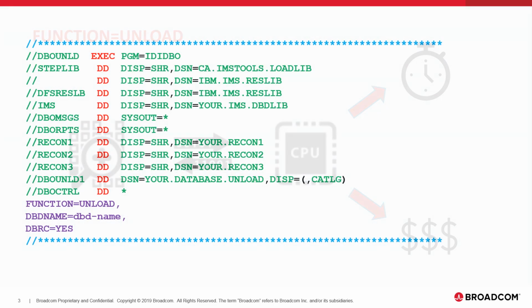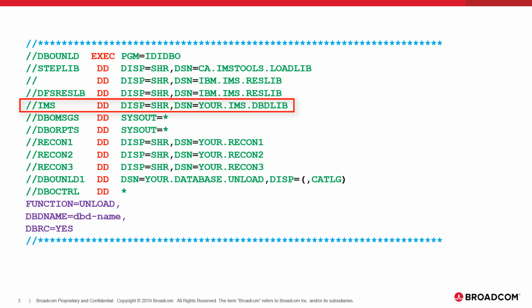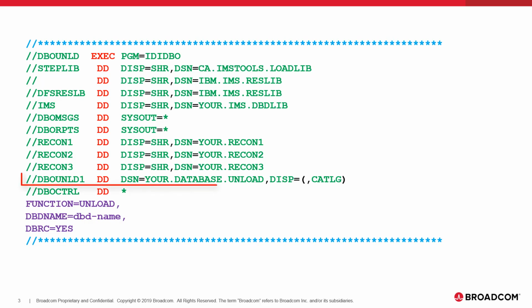In this example JCL, the function control statement tells DBO that we want to unload a database. The DBD name control statement specifies the database DBD to be read from the DBD library allocated under the IMS DD. Setting DBRC equal to yes means that access to the database is authorized by DBRC. The unload dataset is specified in the DBO unload1 DD statement.